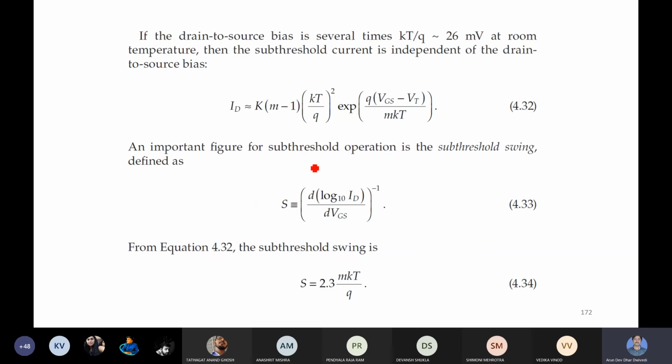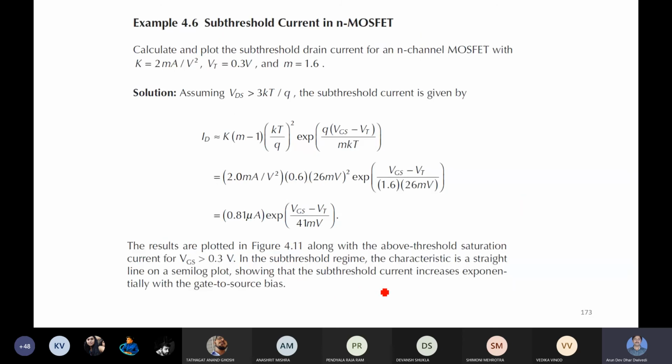For the subthreshold slope, we take the log base 10 of the subthreshold current ID, and take its derivative with respect to VGS. So d of log ID divided by d VGS, and its reciprocal is defined as the subthreshold swing, which comes out as 2.3 times M KT by Q. Based on this, some calculations can be done, such as subthreshold current calculation.